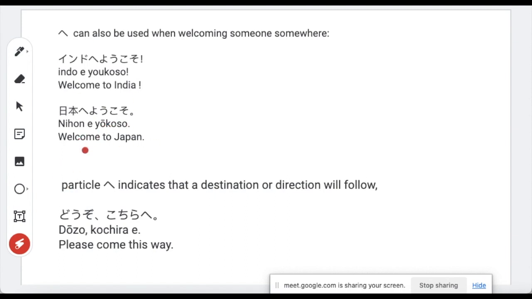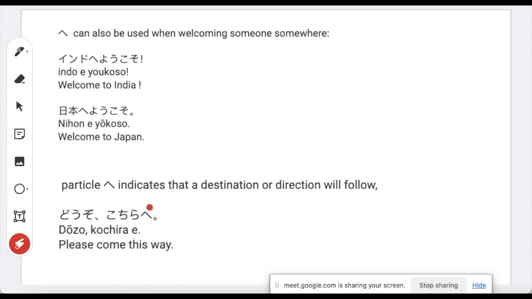Then another case: the particle indicates the destination or direction to follow. Imagine you are in a restaurant and the waiter asks you to follow, saying please come this way, please sit here. Whenever somebody is requesting you to follow the way, we use 'e', like 'dozo kochira e'. Please come this way. In that case also we are pointing the direction.